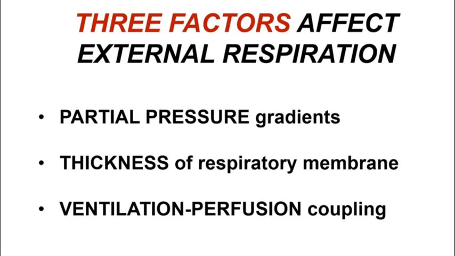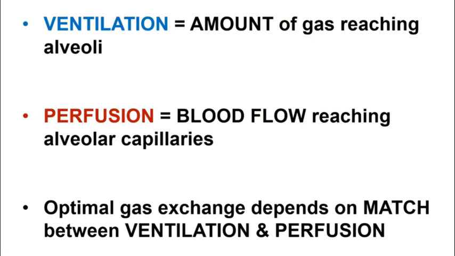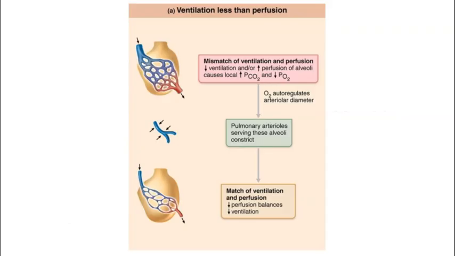So finally, let's examine the phenomenon of ventilation-perfusion coupling. So ventilation is the amount of gas that's reaching the alveoli, while perfusion describes the blood flow through the alveolar capillaries. So you can think of perfusion as the amount of blood that's reaching the alveolar capillaries at any given time. So optimal gas exchange is extremely dependent on a match between ventilation and perfusion. So hence the term ventilation-perfusion coupling. So let's examine how this works.